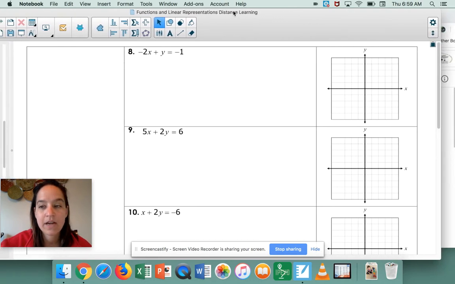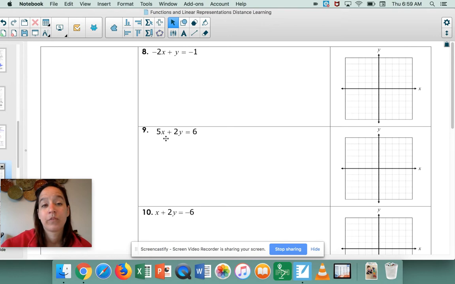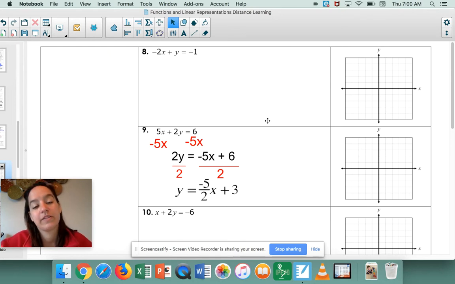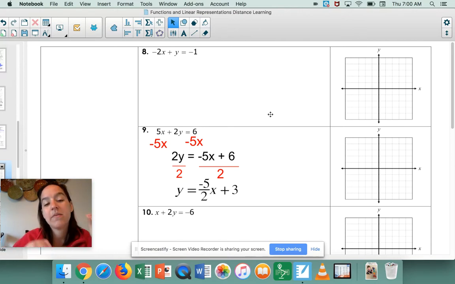On number 9, what am I going to do? So at this point, you should be telling me, go ahead, tell it to the computer, tell it to the person next to you, you're going to subtract 5 from both sides. You're then left with 2y equals negative 5x plus 6. What are you going to do next? You divide by 2. When I divide by 2, I end up with y equals negative 5 over 2x plus 3. Now here's where I'm allowed to take my slope-intercept form, and I can graph it.